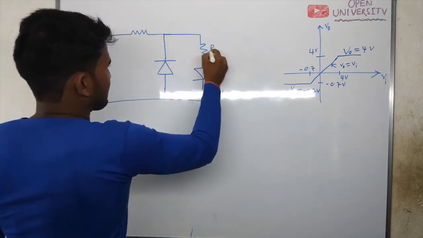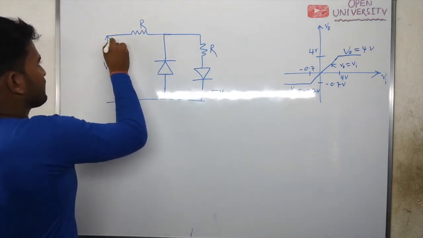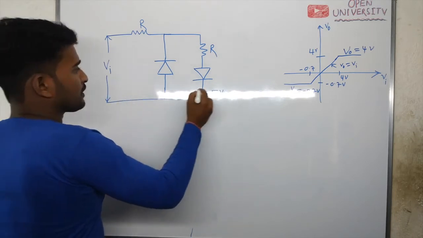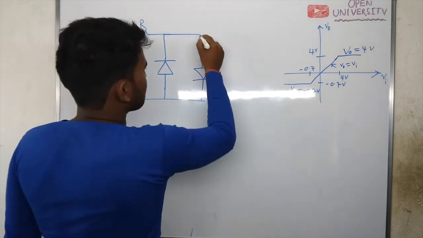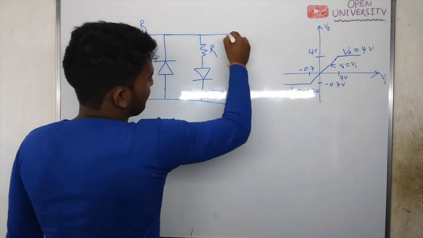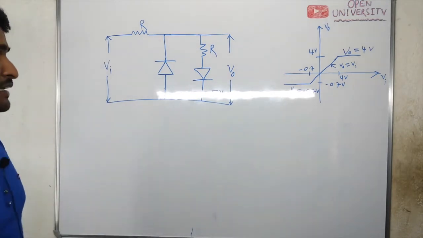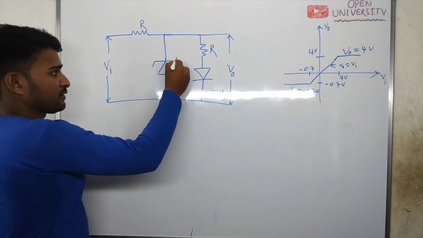This is resistance R, this is also resistance R, this is your input voltage Vi, and this is your output voltage V naught. Output is taken in parallel to this branch. Diodes are ideal, and this is your Zener diode.